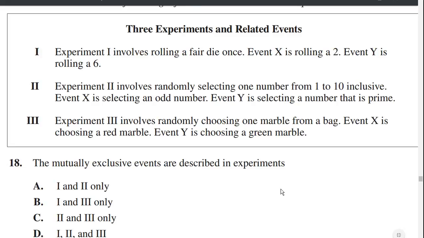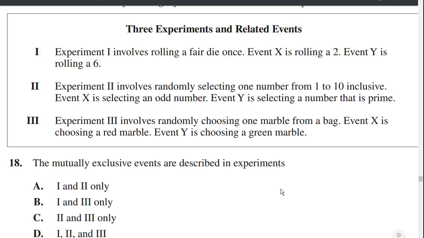So, experiment 2, if you randomly select a number from 1 to 10, event X is picking an odd number, event Y is picking a prime number. It's very possible that you could pick a number that's both odd and prime at the same time. So these events are not mutually exclusive. And then for number 3, you randomly choose one marble from a bag. Experiment X involves choosing a red marble, event Y involves choosing a green marble. The mutually exclusive events are described.